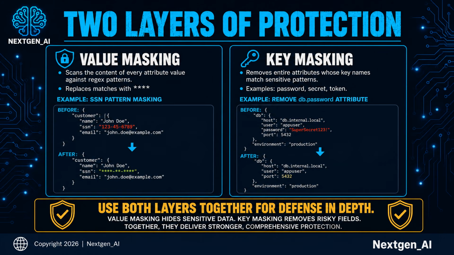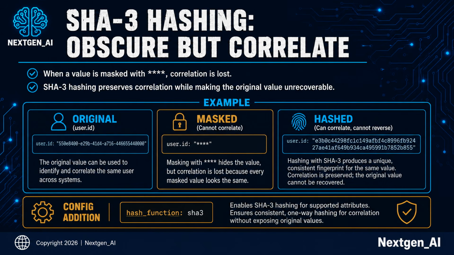Simply masking PII with asterisks solves the compliance problem, but it creates an operational problem. If an SRE is investigating a bug that only affects a specific user, and that user's email address is masked as 5 asterisks, the SRE cannot trace that user's journey through the logs. Every user's email looks exactly the same. The redaction processor solves this elegantly by supporting cryptographic hashing.